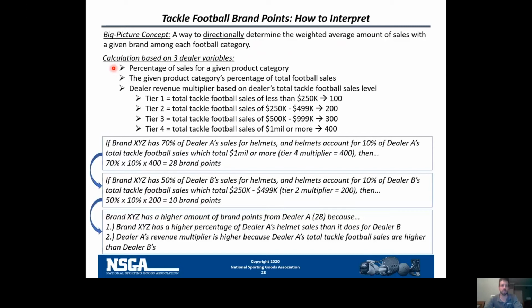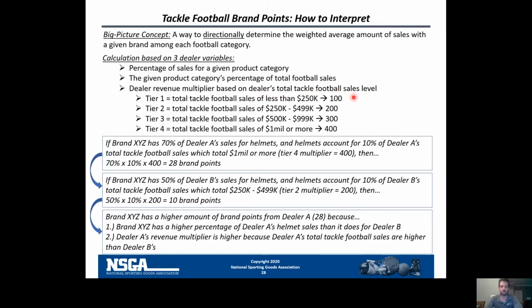First one is a percentage of sales for a given product category. So for instance, a certain brand might have 70% of a dealer's sales for the category of helmets. The second variable is the given product category's percentage of total football sales. So for instance, helmets might make up 10% of that dealer's total football sales. And this third variable is a dealer revenue multiplier based on a dealer's total tackle football sales level.